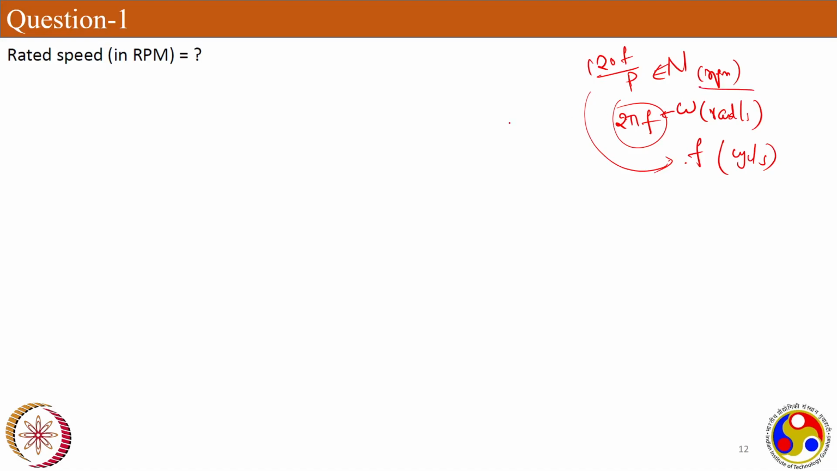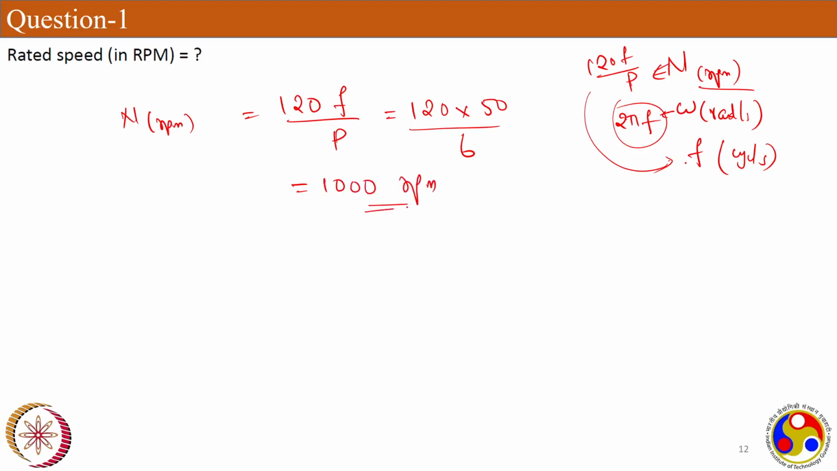Okay, now they are asking it in RPM, and the speed in RPM is equal to rated speed 120 f by p. So it's a 50 hertz machine, 6 pole machine, and it will be 1000 RPM. It's a very straightforward question.